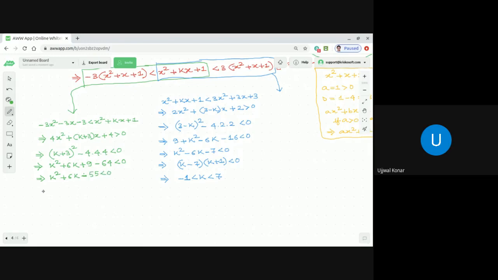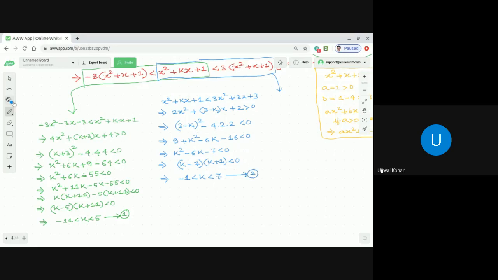Less than 0. So this implies what? K square plus 11k minus 5k, correct? Minus 55 is less than 0. This implies k into k plus 11, minus 5 into k plus 11 is less than 0, correct or not? So this implies k minus 5 into k plus 11 is less than 0. The previous computation I did wrong because of the computation of the constant term. So from here, minus 11 is less than k, it's less than 5, correct or not? So this we give as equation 1, and the blue one we give as equation 2.